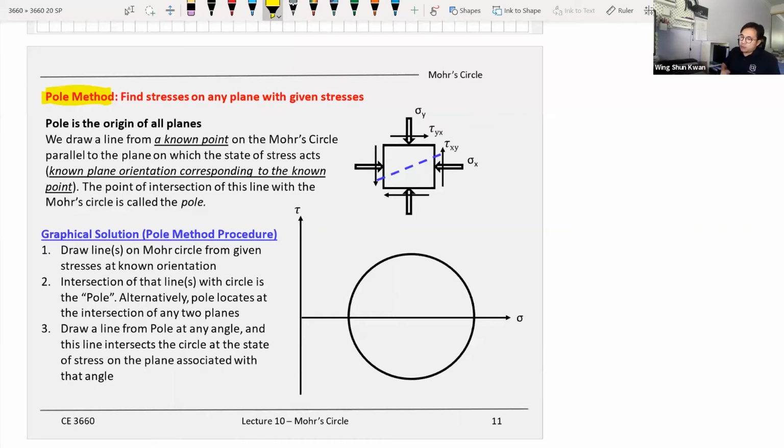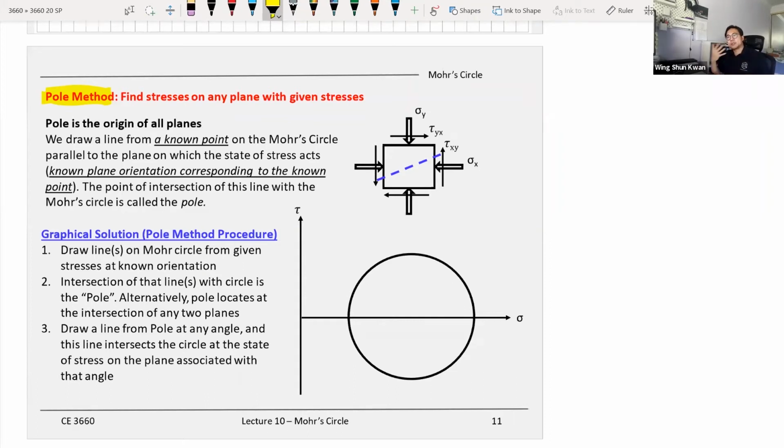But first of all, we need to know what a pole is. A pole pretty much is a very unique point on the Mohr-Circle that all the planes cut through. When we're loading our specimens, it will create an infinite number of planes inside the specimens, which means the planes are on the circle. And all the planes, at the end of the day, will point to one point, and that is the pole.